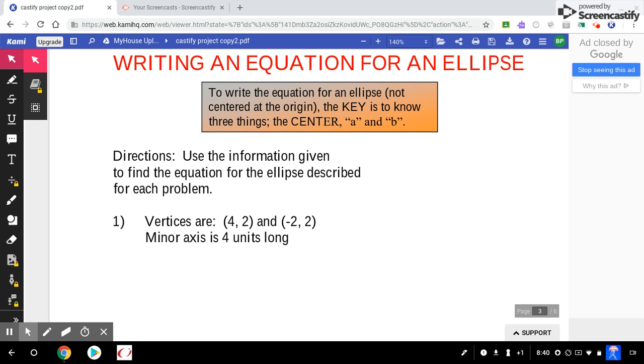Hey, welcome to ellipse equation writing. Pretty simple, given some information: vertices, foci, minor axis, major axis. Well, hey, you need to know a couple things. Let's take a peek up here.